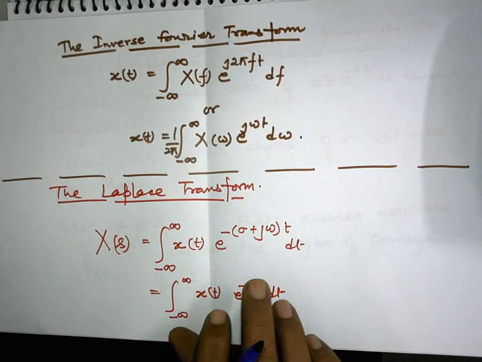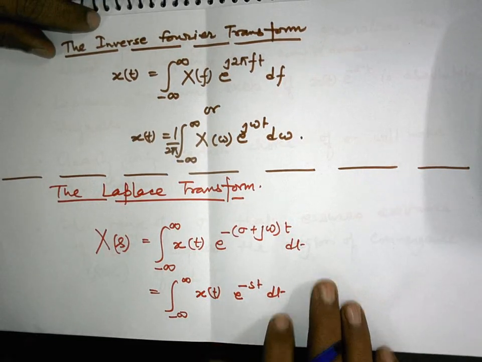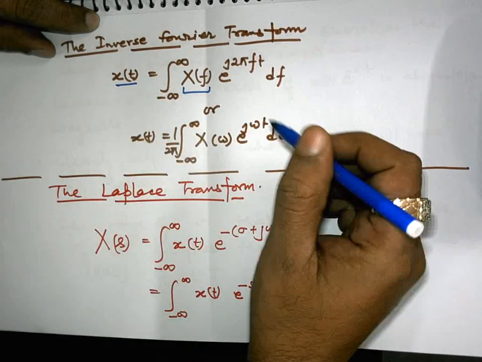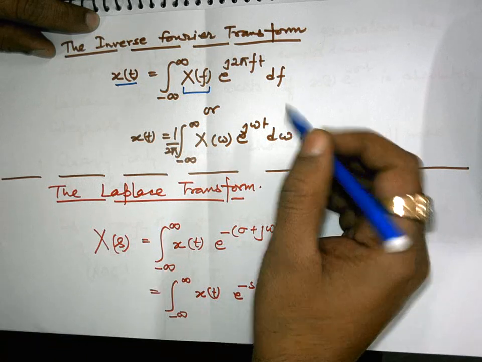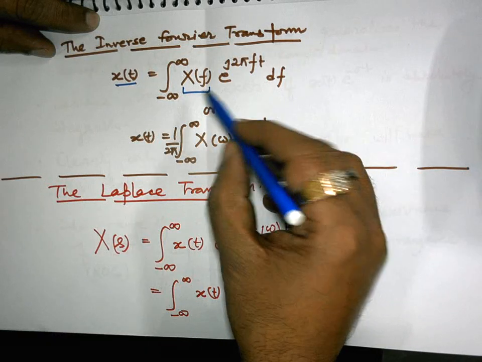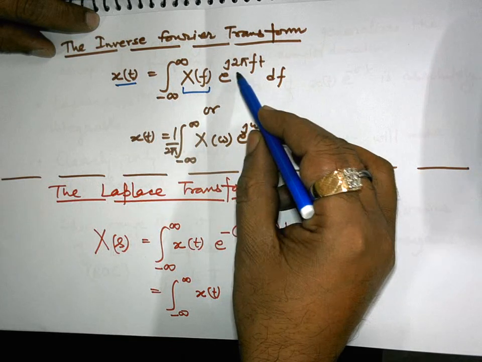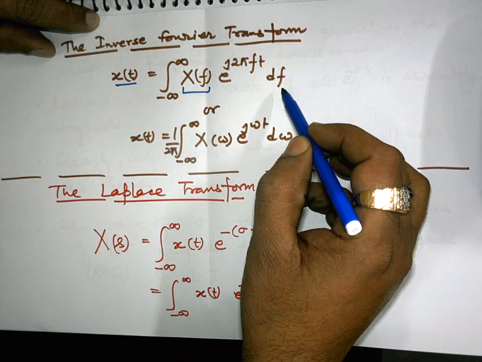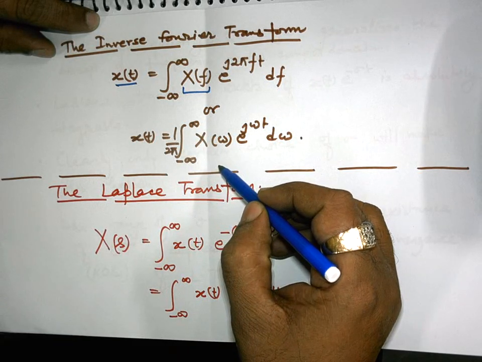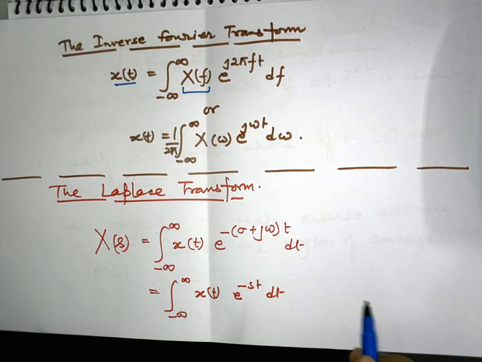Now, if we look at the inverse Fourier transform, if the frequency domain picture is given to us and we have to realize the signal itself, then this can be done using the inverse Fourier transform, which is defined as the integral from minus infinity to infinity of X(f) e to the power j 2 pi f t df, and if it is expressed in terms of omega, it can be represented like this.